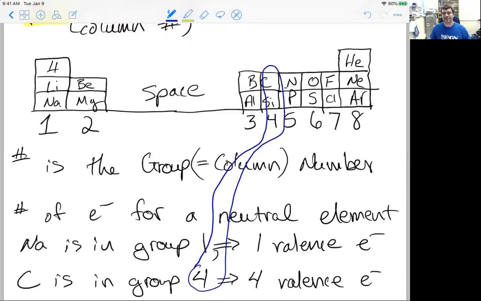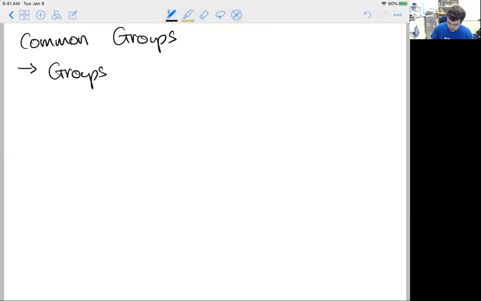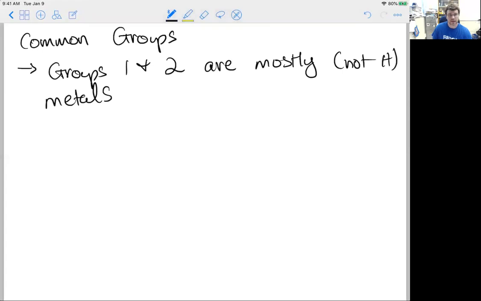Now, there are some periodic trends that we should make note of. This will help us get a sense for how chemical properties start to emerge from the number of valence electrons. So looking at some common groups, what I want us to recognize is that groups 1 and 2 are mostly, and by mostly I'm just saying not H, metals. Okay, these things are metals.